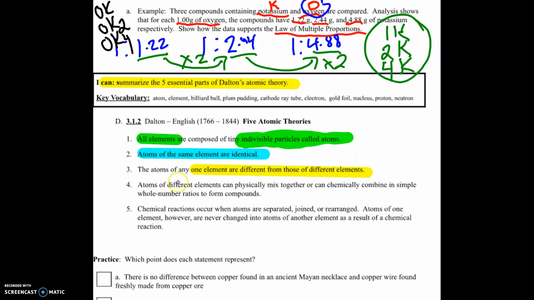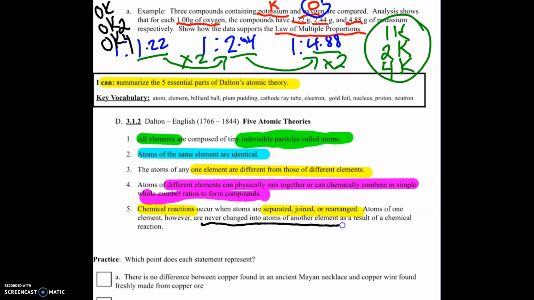He also said atoms of different elements can physically mix together or chemically combine in a simple whole number ratio to form compounds. Chemical reactions, our last one here, occur when atoms are separated, joined, or rearranged. So chemical reactions, separated, joined, or rearranged. Atoms of one element, however, are never changed, I want you to underline that, are never changed into atoms of another element as a result of chemical reactions. That would only be things like nuclear reactions when that happens, which we will study later.